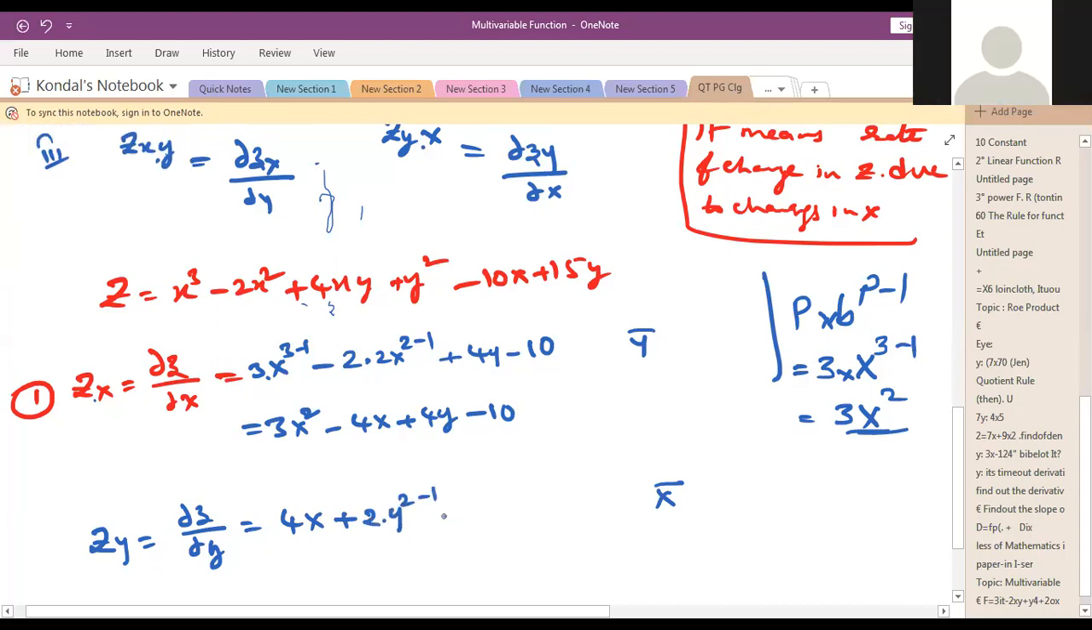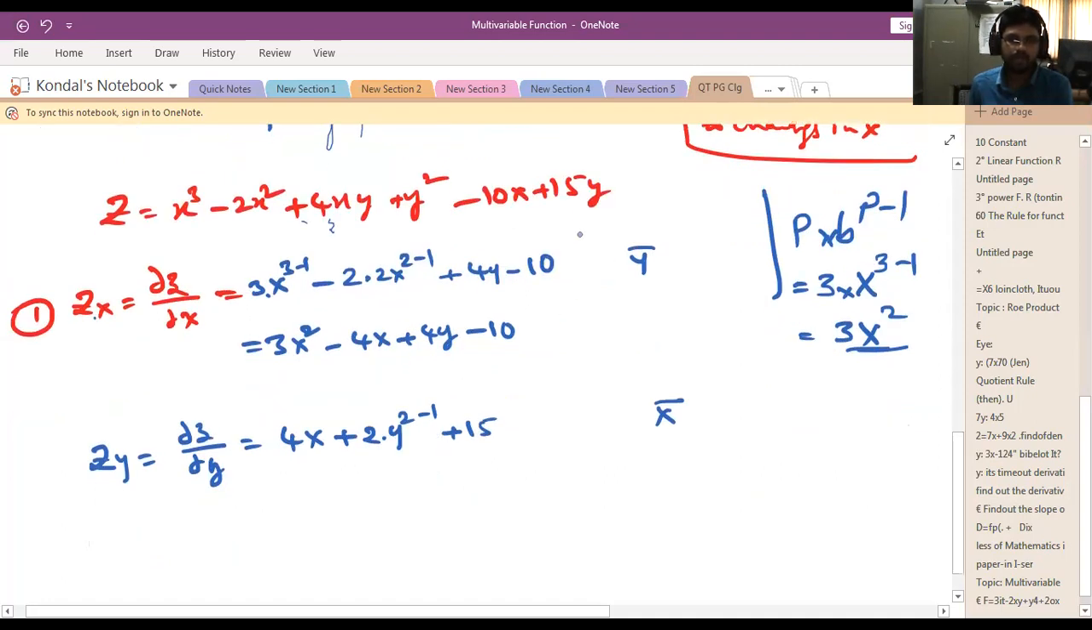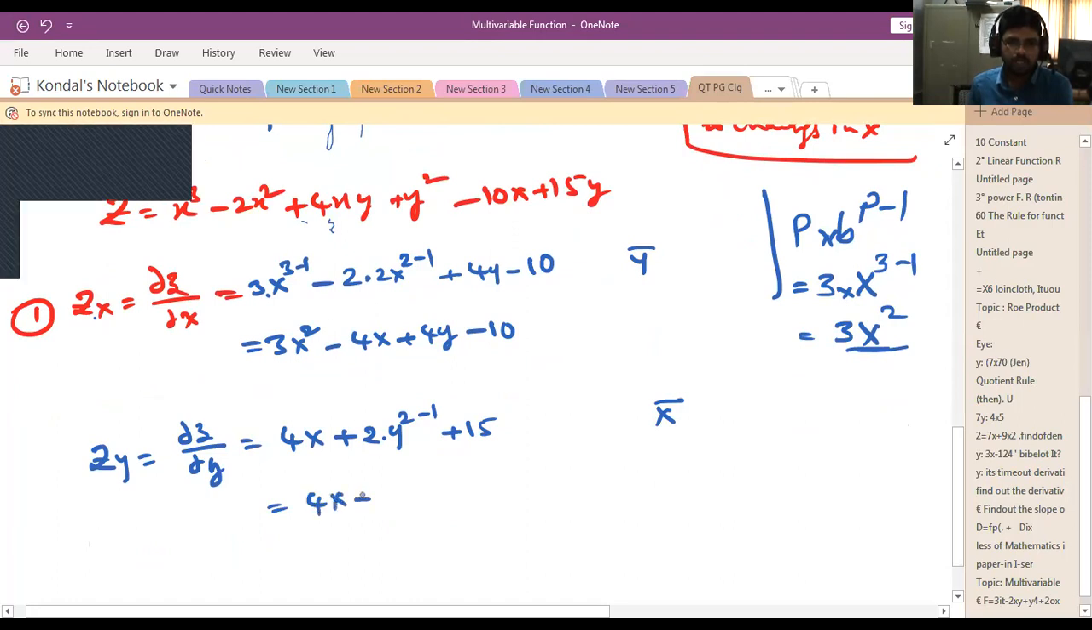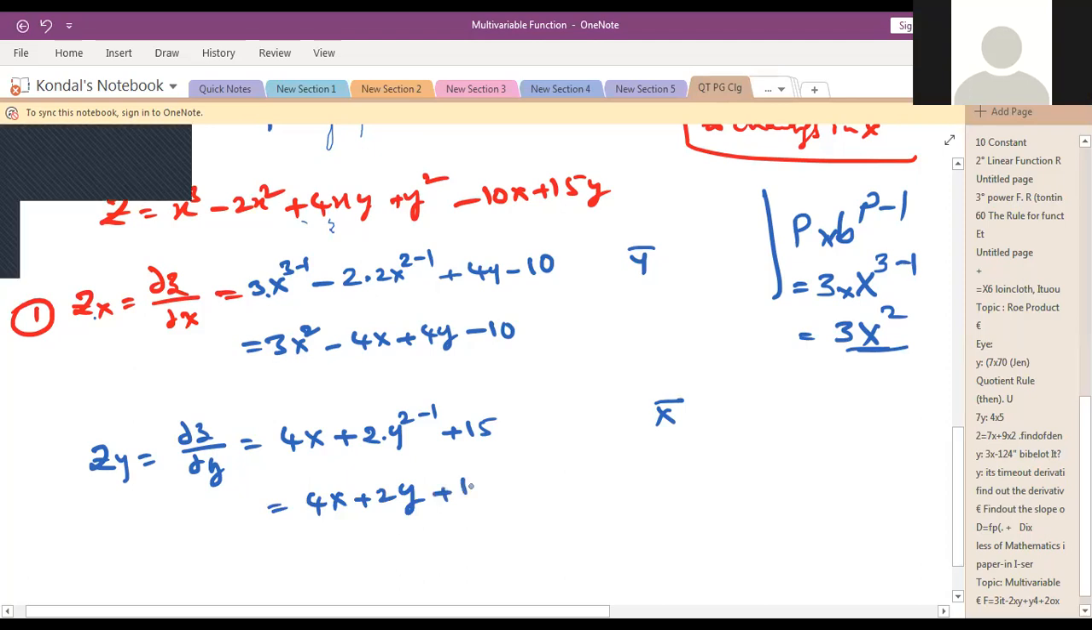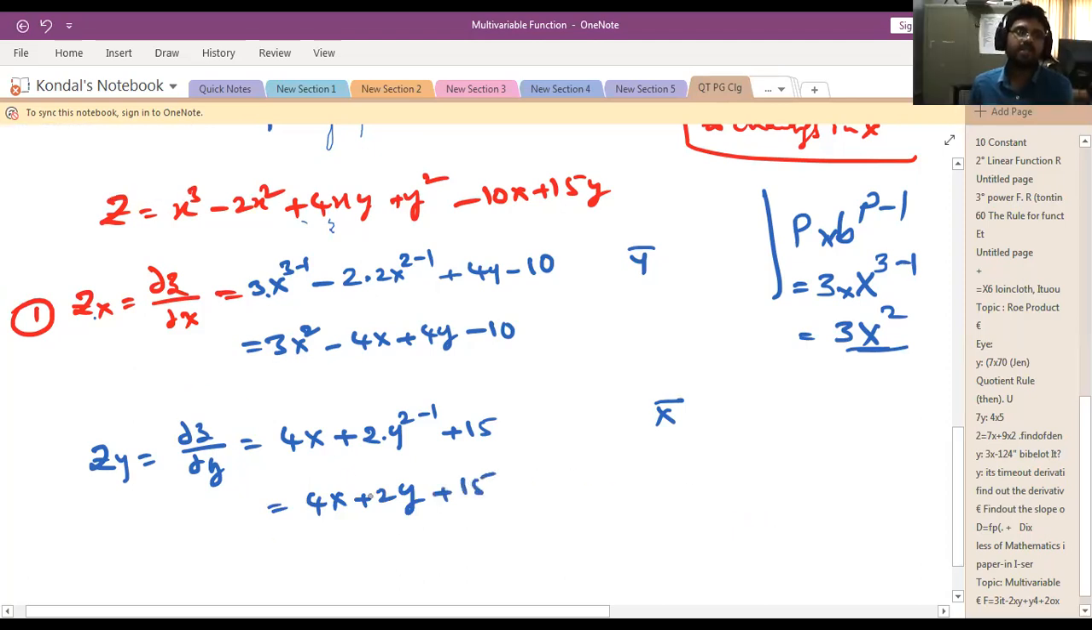Plus 15. So here we can take only 15, we cannot take the y value. When you take the derivative, you will get only the 15 value. Therefore, you can write 4x plus 2y plus 15. So this is the first order partial derivative. Have you understood clearly?